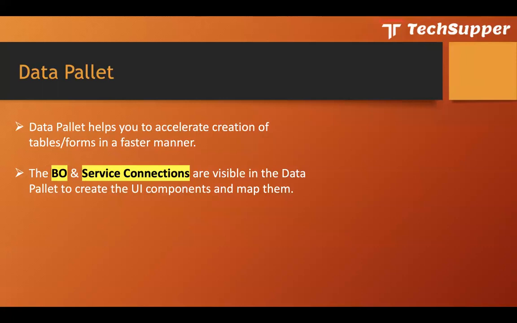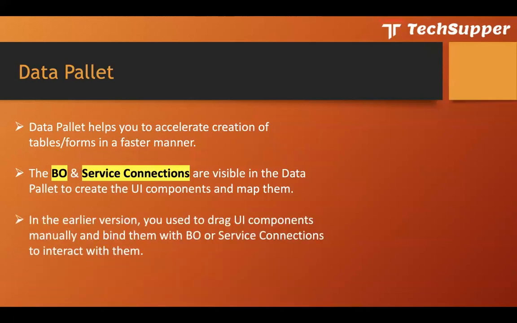Now we don't need to drag and drop a table manually here, but we simply drag and drop the business object or service connection to create tables and then forms, which will actually reduce our development effort. The BOs and the service connections which we create as part of our application will be visible in the data palette, which will help us to create our UI components and map them automatically.